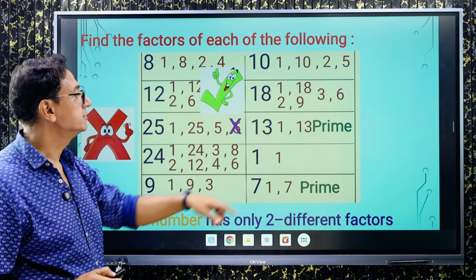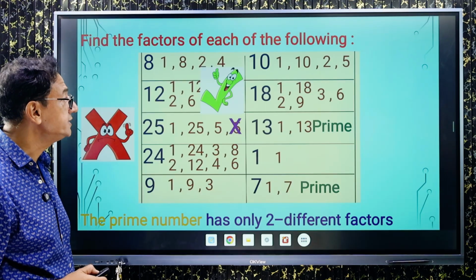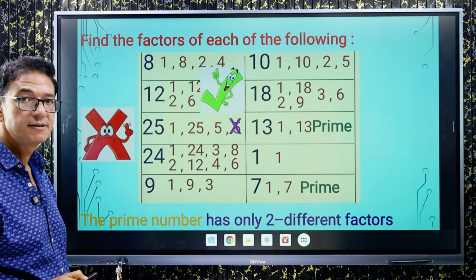Yes, 7 is a prime number. Yes, so we have 13 and 7.